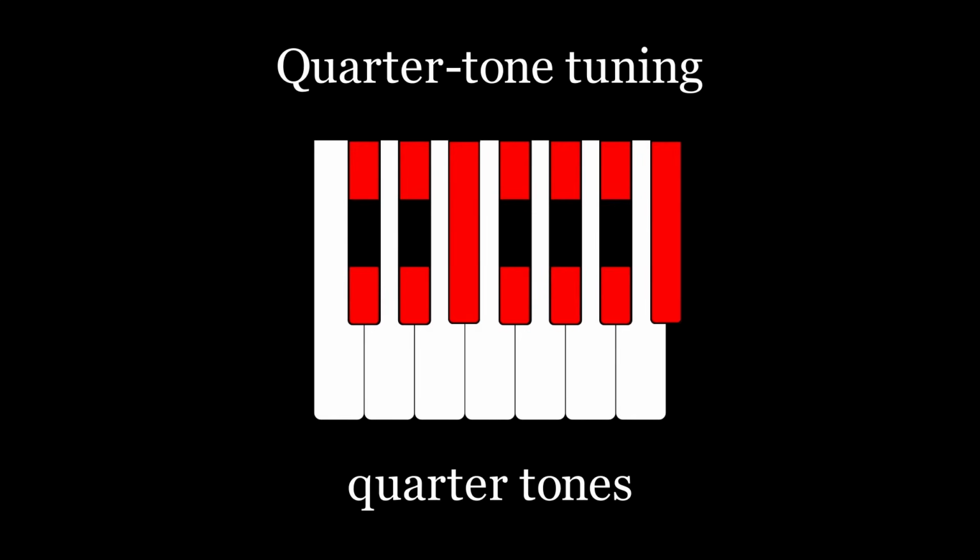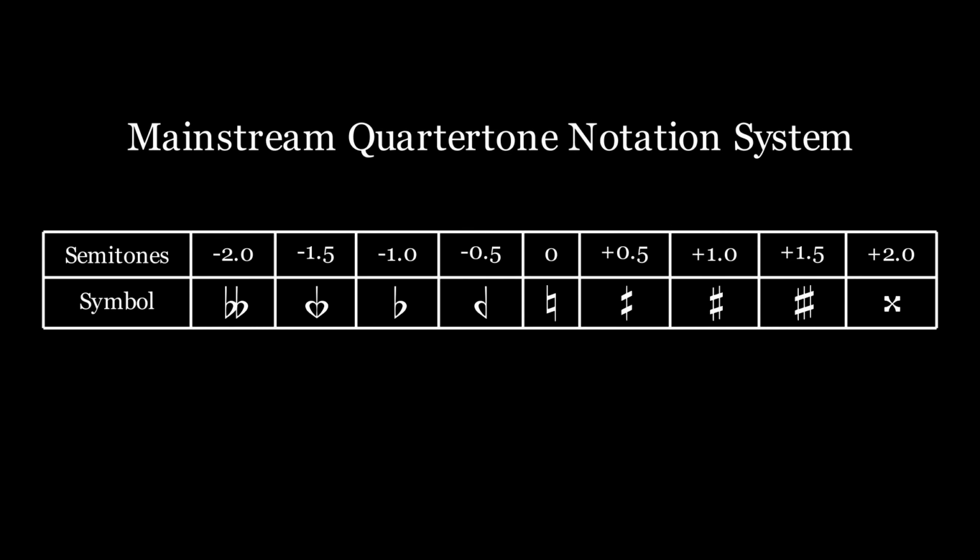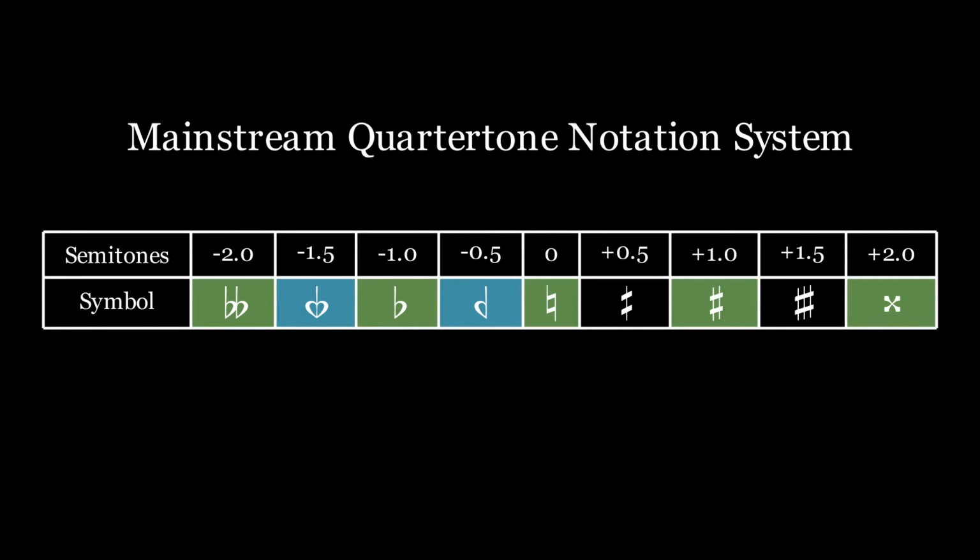One way to notate these new notes is via the mainstream quarter-tone notation system, as shown. Here, we see that we have retained our familiar accidentals for the neutral, sharp, flat, double sharp, and double flat. And in between each of these accidentals, we now have the flat and a half, the half flat, the half sharp, and the sharp and a half.